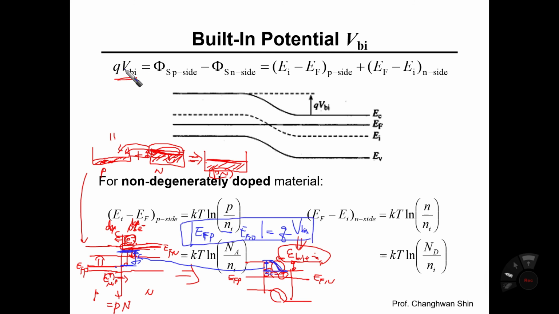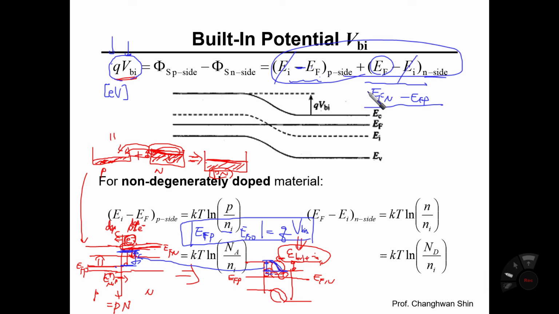Okay, so on the very first line here, the built-in potential times unit charge, in terms of electron volts, the energy, is equal to what? Yes, here. If I cancel out E sub i, then EF n side minus EF p side. So EF n minus EF p. Okay, so on the right hand side, you can see the Fermi energy level difference coming from the original p side and original n side.